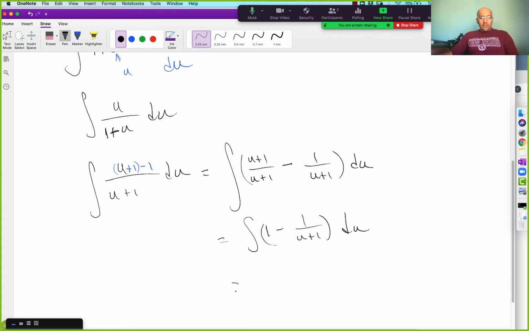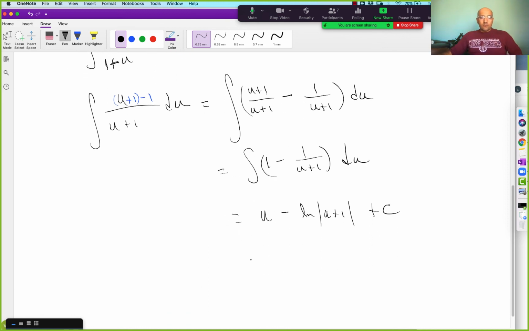Questions? So then this just becomes u from here minus ln absolute value of u plus 1, absolute value, plus some constant. And so finally the u was equal to e to the x. So this is just going to become e to the x minus ln absolute value of e to the x plus 1, absolute value, plus some constant. Good.